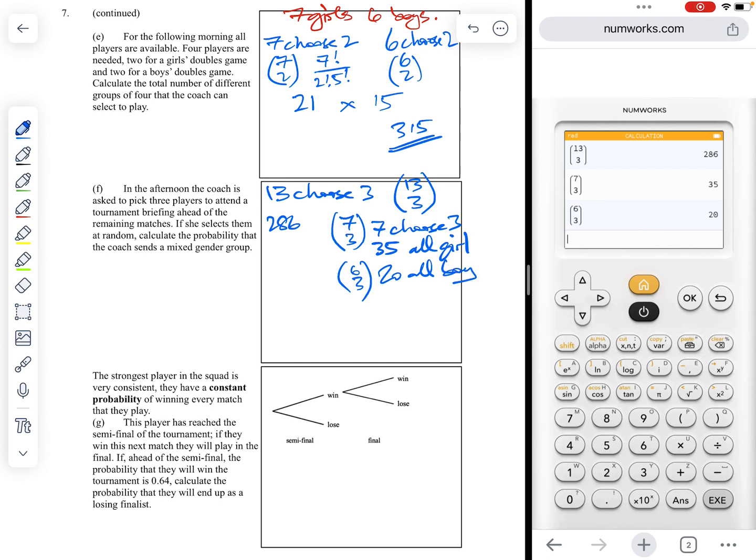So out of 286 groups, 35 are all girl, 20 are all boy, the rest would be mixed. So 286 minus 35 minus 20, we get 231. As a probability, if it's all done randomly, that's 231 out of 286. If we want a decimal, 231 divided by 286, and we get 0.808.